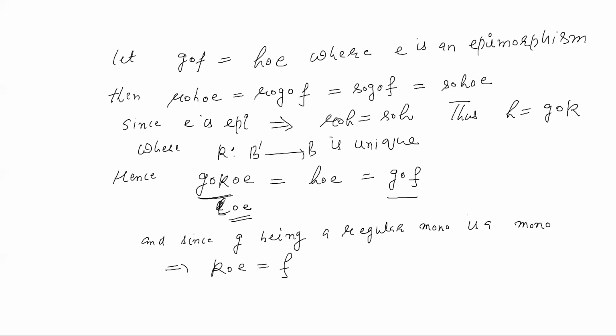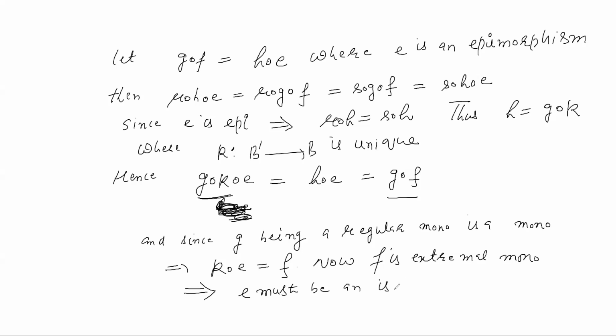Okay, just don't introduce this step, so simply see this one. G composition K composition E is G composition F, and G is mono, so K composition E must be F. Now F is an extremal monomorphism, so it just implies that E must be an isomorphism.